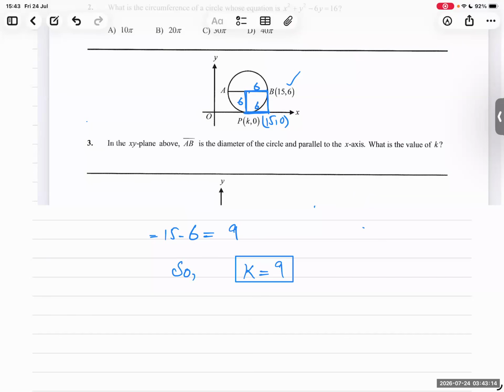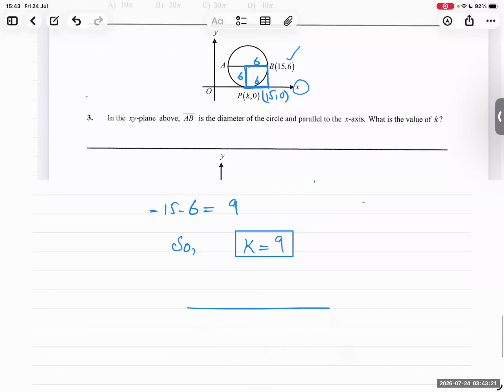So basically, see, this is x-axis now. So on x-axis we have a point which is 15, right? And we have a point k which is 6 units before 15. Because this is parallel, that helps us to find it out. Done? Yes.